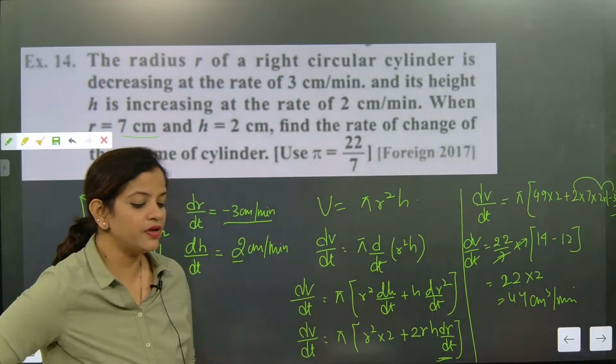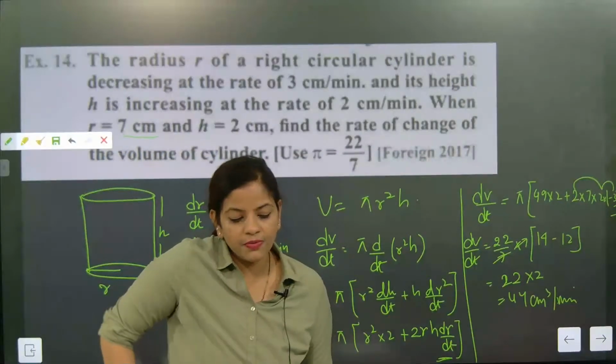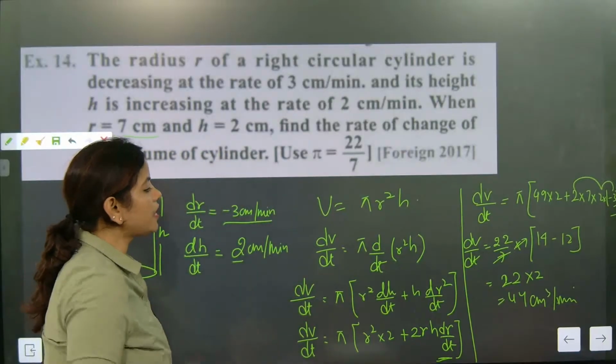44. Shivaranjani, good evening, beta. So 44 centimeter cube per minute is exactly going to be the answer. I hope it is clear.